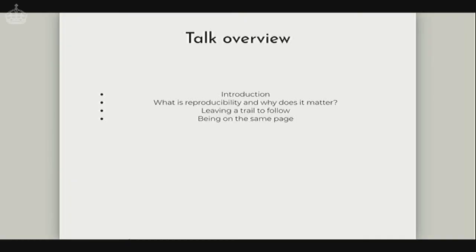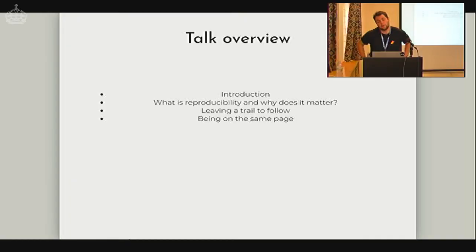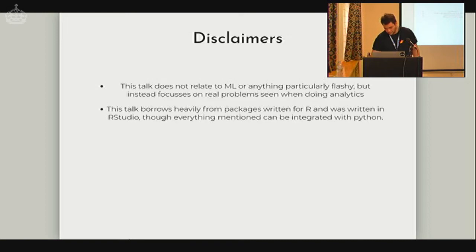So as a bit of an overview, I'm going to give an introduction to myself and then look at what reproducibility is and why it actually matters in both an academic and business context, and why we do what we do. Looking at some ways that we can try to improve reproducibility in the work that we do, and then pivoting from that into a piece around collaboration within business and academic environments, with people utilising different tools and making sure that they're all on the same page in what they do.